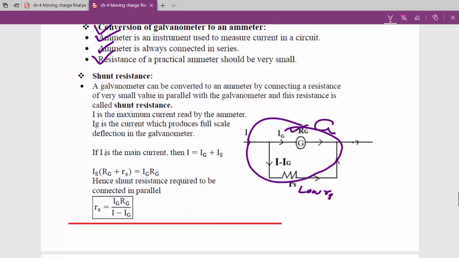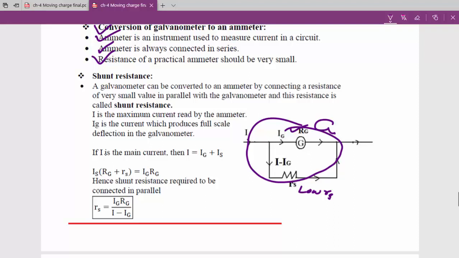What is the meaning of shunt resistance? The low resistance connected in parallel. The Rs formula is Ig into Rg by I minus Ig. What is Ig? It is the current through the galvanometer for full scale deflection. Rg is the resistance of the galvanometer, and I minus Ig.